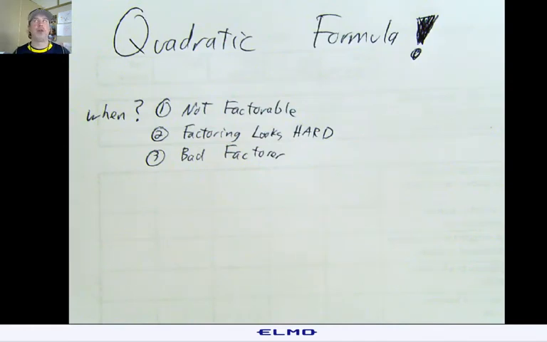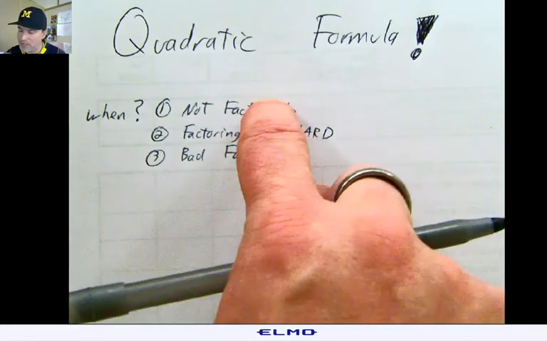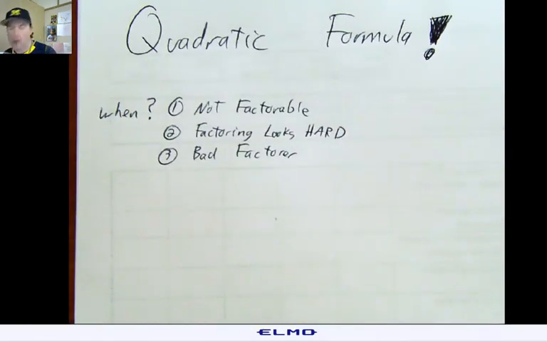If the factoring looks really hard, I use the quadratic formula. If you're a bad factorer, quadratic formula is a good backdoor technique that will allow you to factor without actually knowing how to factor. So let's do three examples. The first example is going to be the not factorable variety. Number one.